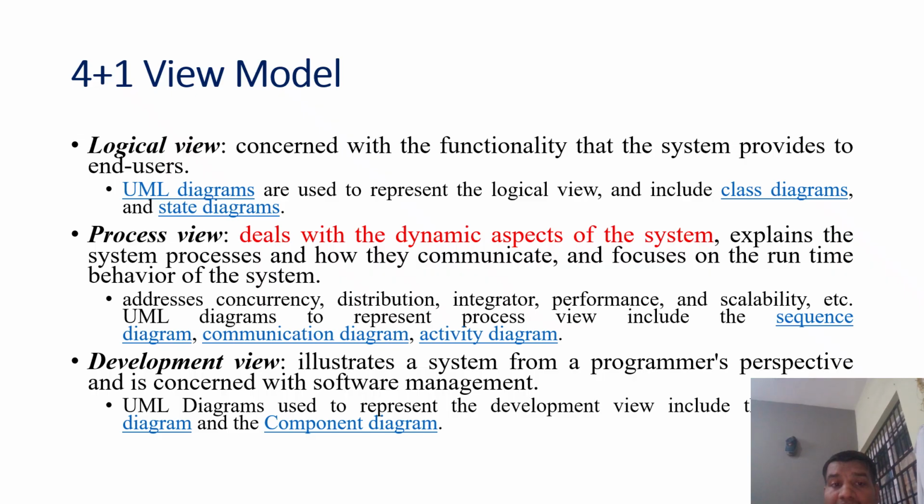The second one is the process view. The process view is the second view of the 4+1 view model, which deals with the dynamic aspect of the system, explains the system processes and how they communicate, and focuses on the runtime behavior of the system. For this, we can consider the UML sequence diagram, communication diagram, and activity diagram.